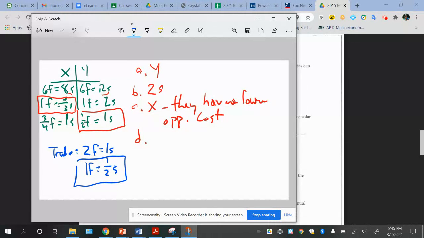If they trade their 1 furnace, they only get half of a solar panel. However, if they trade 1 furnace domestically, so to speak, meaning like I decide not to produce that furnace, they get 4/3. This spot is better than the trade down here. They should produce domestically. Okay, there's your answers for that. Email me with questions. Let's move on to number 3 here.